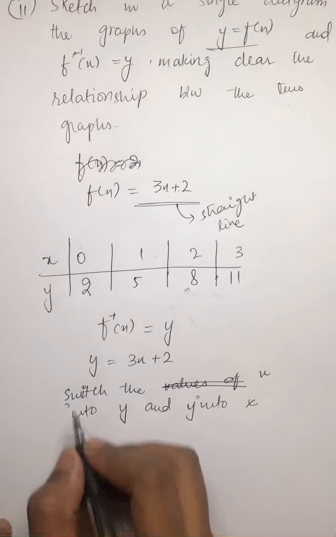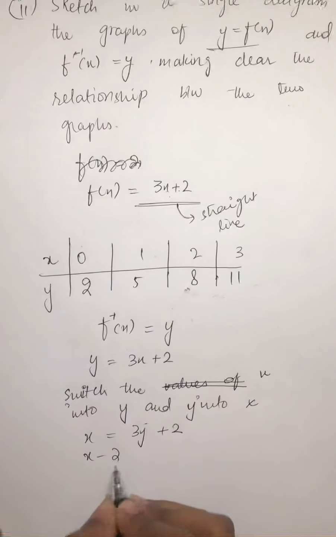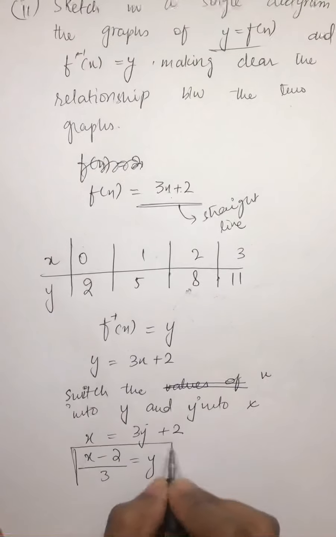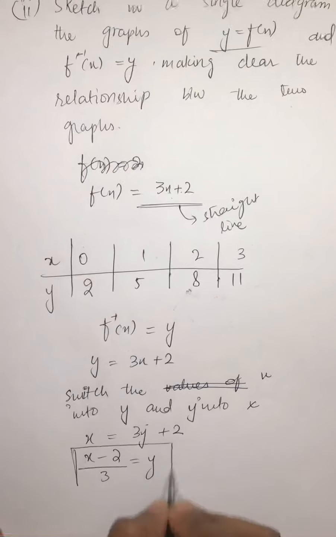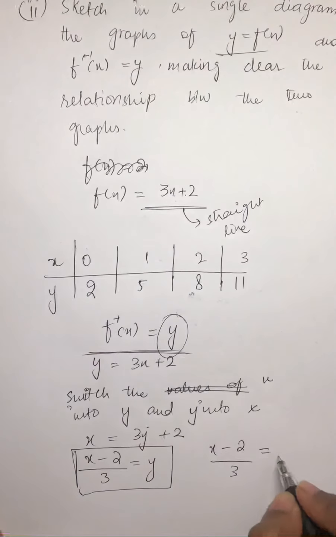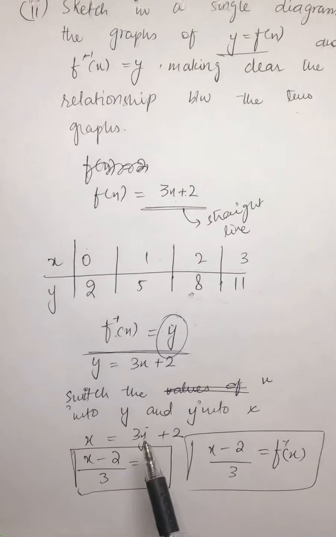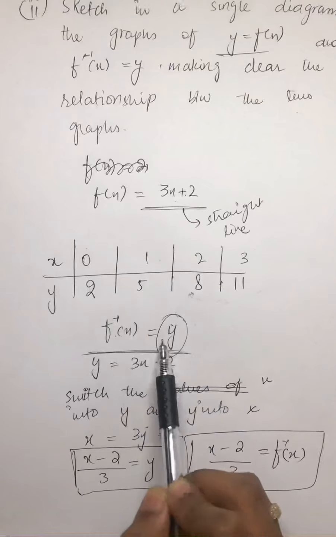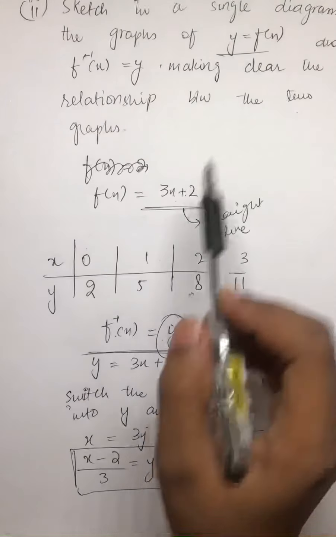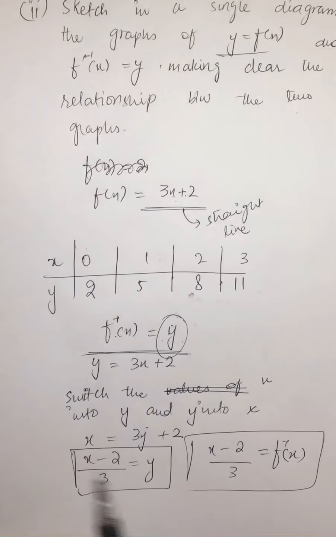So I'm going to get x equal to 3y plus 2, right? And now I'm going to solve for y. x minus 2 by 3 equals y. So f inverse is equal to y, then (x minus 2) over 3 would be equal to f inverse. Basically, take f inverse x equals y, and y is also equal to f of x, then 3x plus 2 is equal to y. Then you need to switch x into y and y into x.